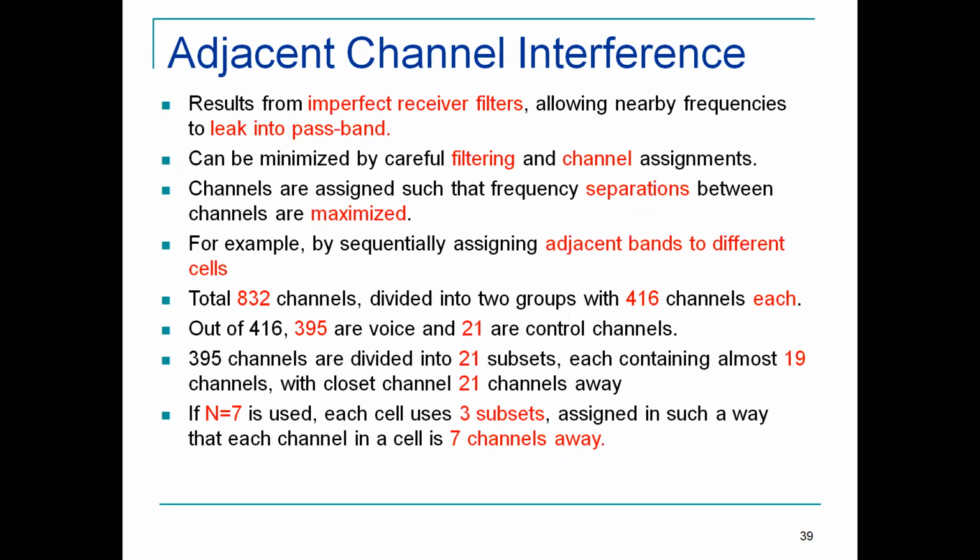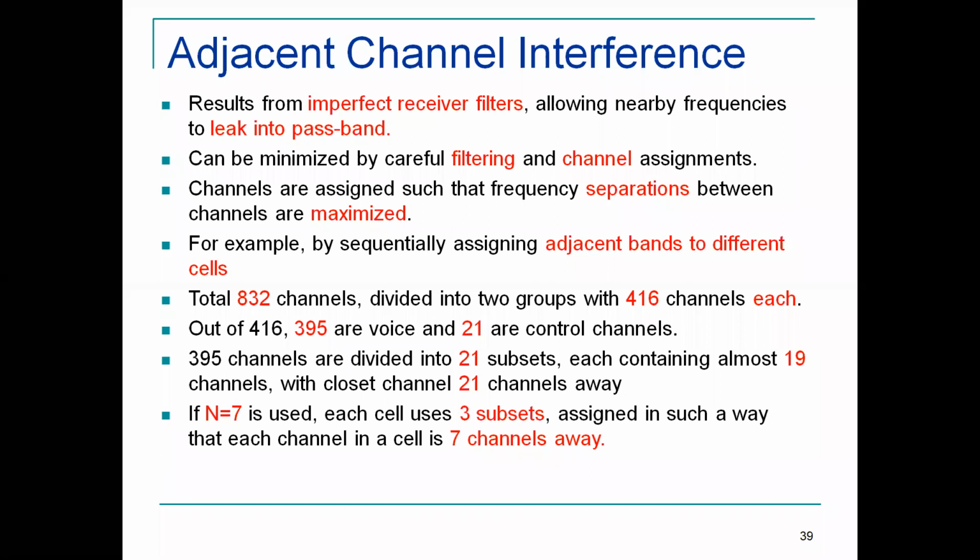Suppose the total channels are 832; these can be divided into two groups. Each group contains 416 channels. Of the 416, 395 are voice and 21 are control channels. The 395 are divided into 21 subsets, each containing 19 channels. If N is equal to 7, that means the cluster size is 7. Each cell uses 3 subsets, in total 21 subsets.